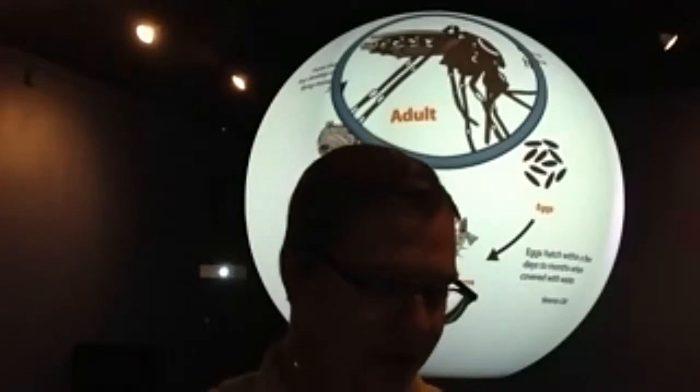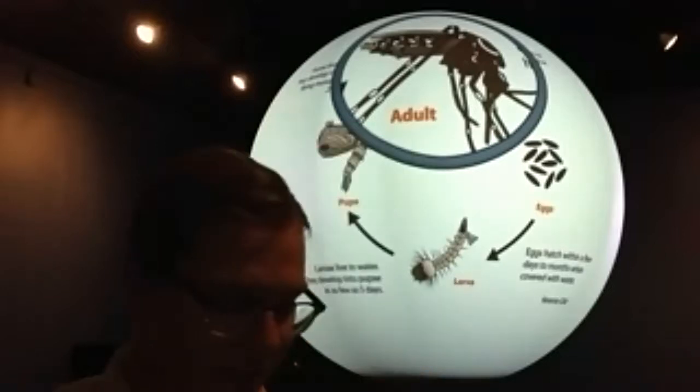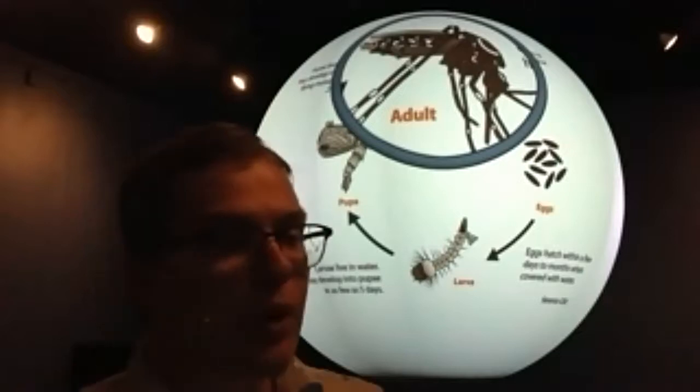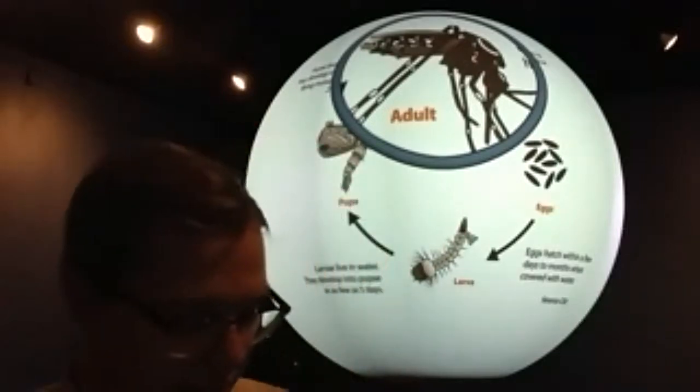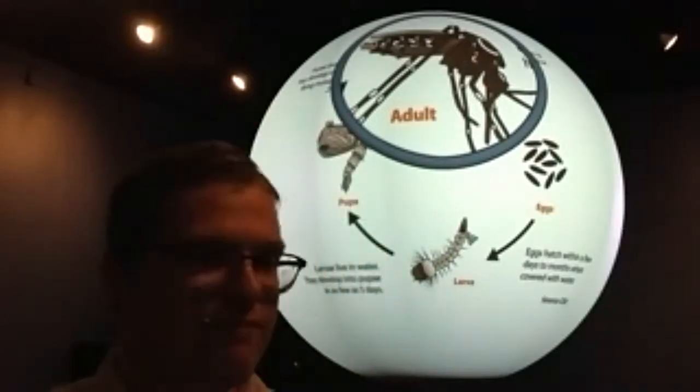So those are things like malaria, dengue fever, yellow fever, Zika. These are all diseases that can be spread through these mechanisms. And we're going to talk about the most serious one right now, which is malaria. And malaria is a very big problem.